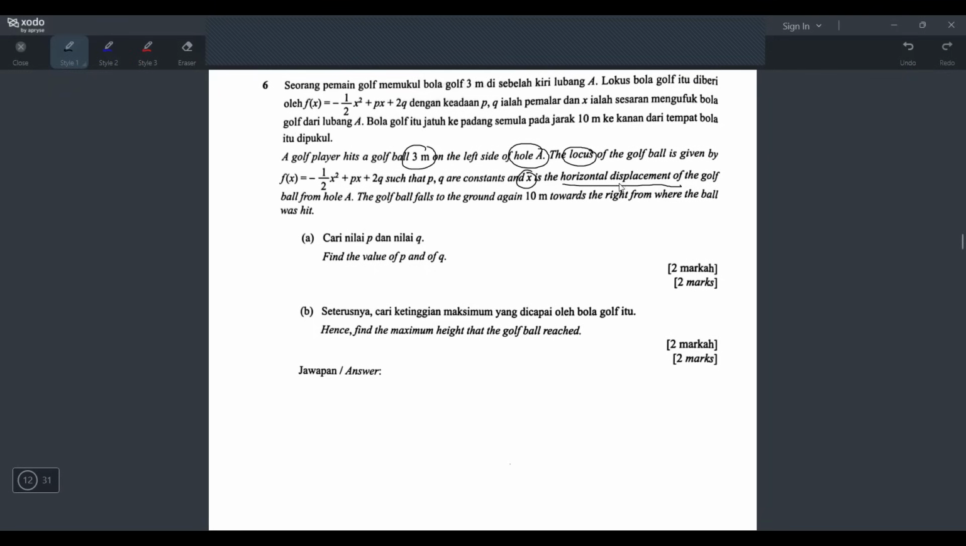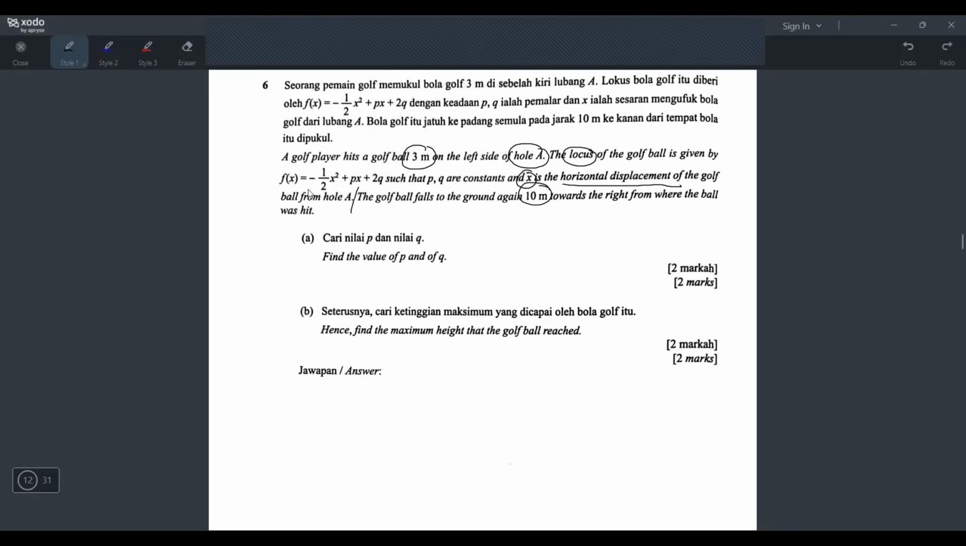So it means x is the horizontal distance from the golf ball A. Okay, and then it says the golf ball falls to the ground again 10 meters towards the right from where the ball was hit. Okay, this is definitely a quadratic question, but it's a very difficult question because they never give me any diagram. They just mention it in a paragraph. So the best way to do this kind of question is draw it out. You know, just draw it out.